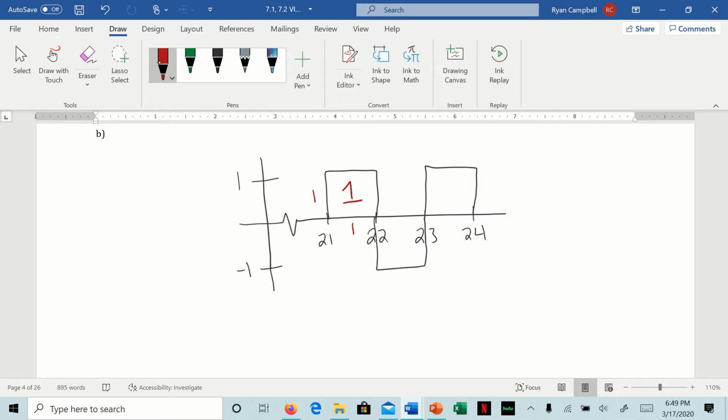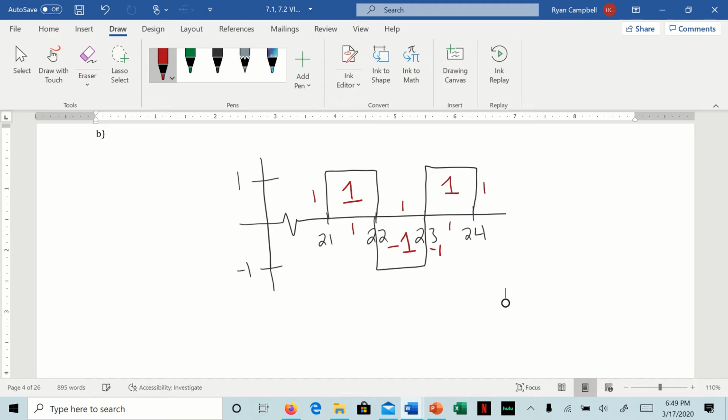This one, once again, the length is 1. The width this time is -1, right? Because it's going from positive to negative. So when we multiply these two together, we end up with -1. And then once again, we have the length, which is 1, the width, which is 1. 1 times 1 is 1.